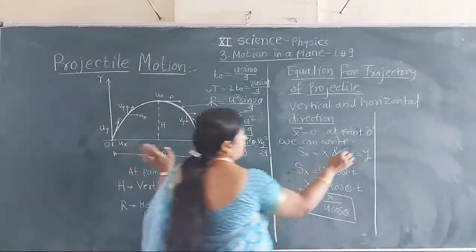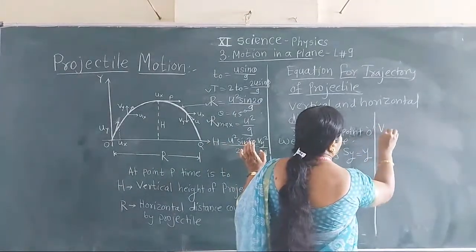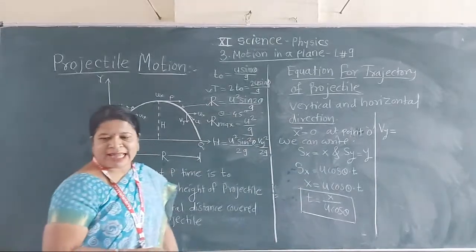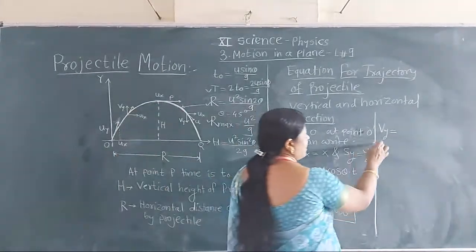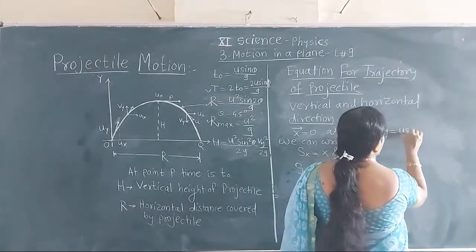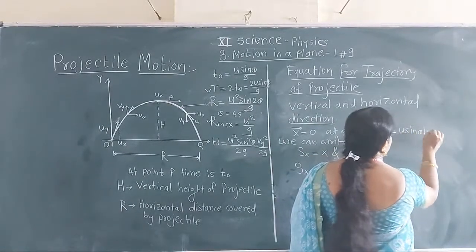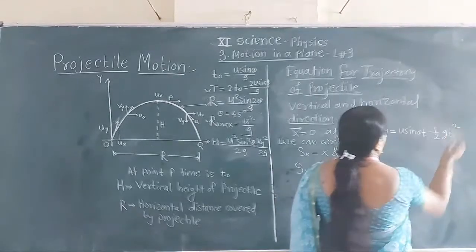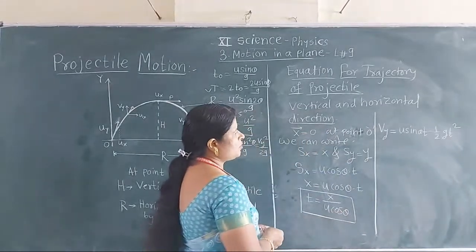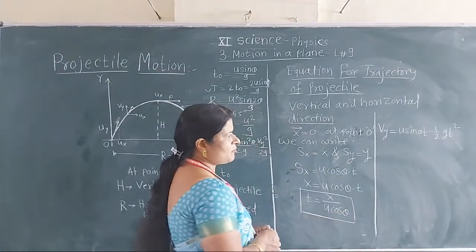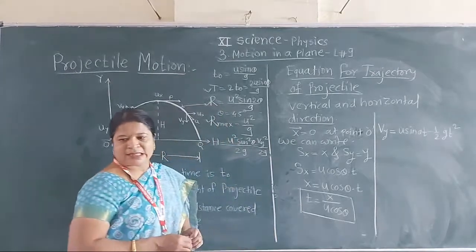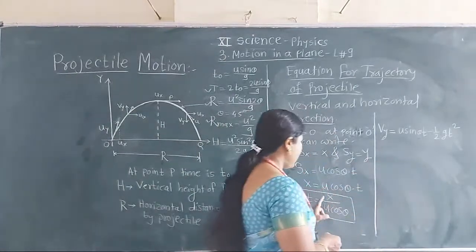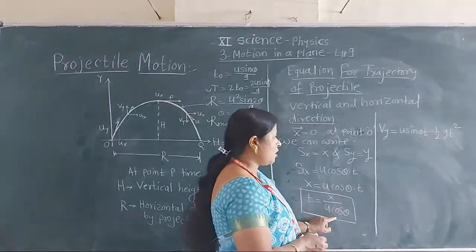Along the y-axis we use the velocity equation. Vy is equal to u sin theta t minus 1/2 gt square. And now we get the value of t as x divided by u cos of theta.